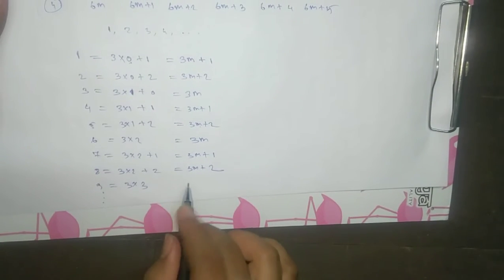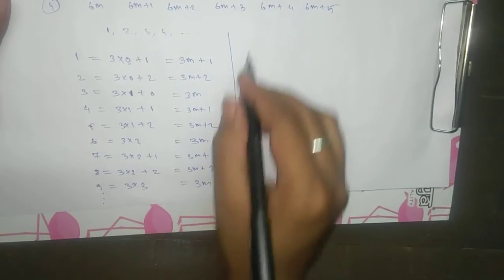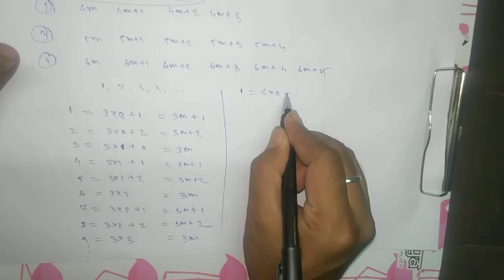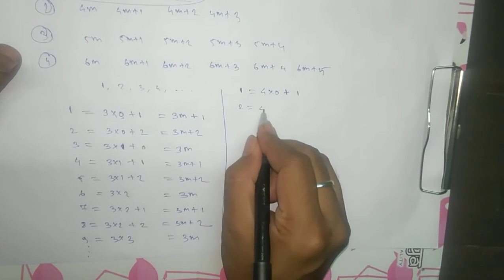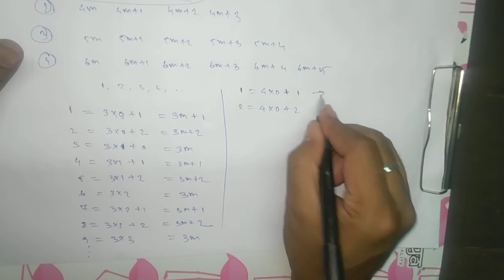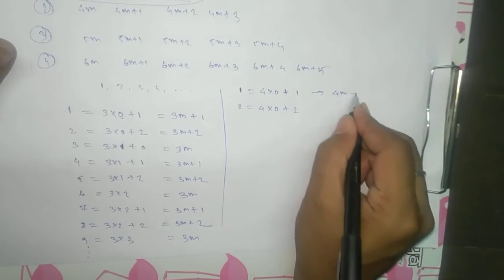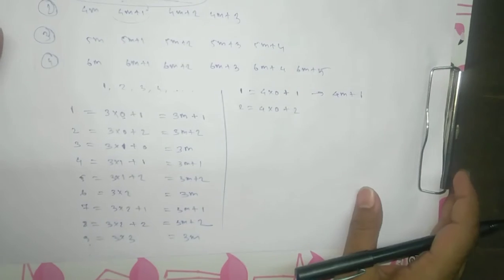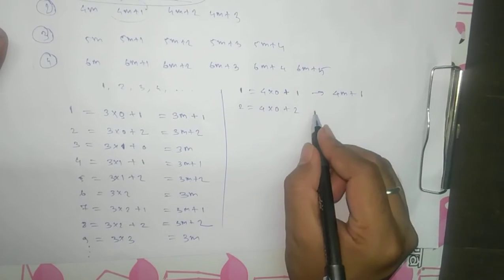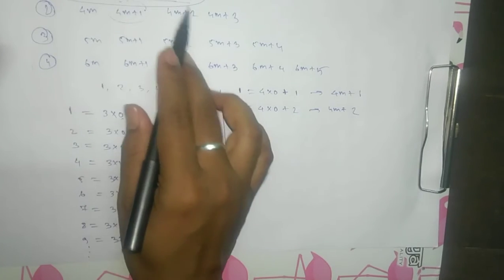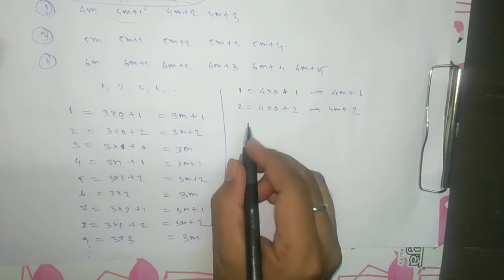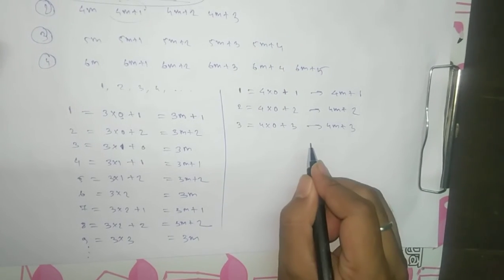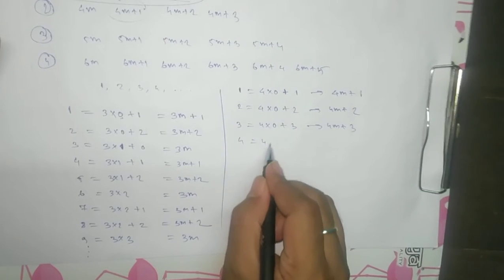The same concept applies if we go for 4m. 1 can be represented as 4 into 0 plus 1. For 2, 4 into 0 plus 2. This is the representation of 4m plus 1, and 4m plus 2. Now for 3, that is 4 into 0 plus 3, that is 4m plus 3. For 4, 4 into 1, that is 4m.